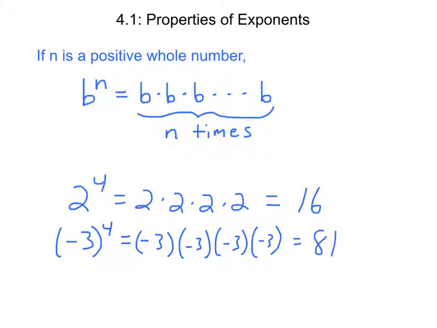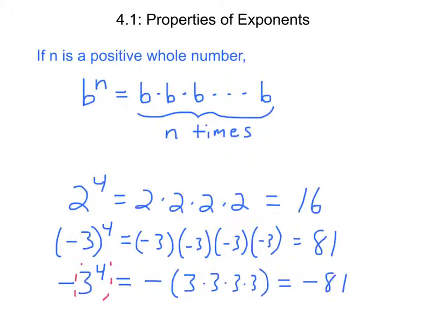Now be careful. If you had negative 3 to the fourth with no parentheses written in there, the implication is that it's only the 3 that's being raised to the fourth power. So there's an implied set of parentheses right here. I'll put it in red. What it would mean is that you're going to take the opposite of 3 times 3 times 3 times 3. So it would be the opposite of 81, and the answer would actually be negative 81. So be careful with that last example because sometimes people have a tendency of missing that.